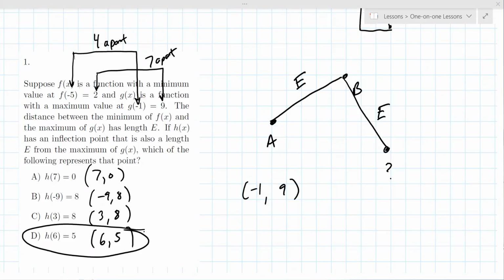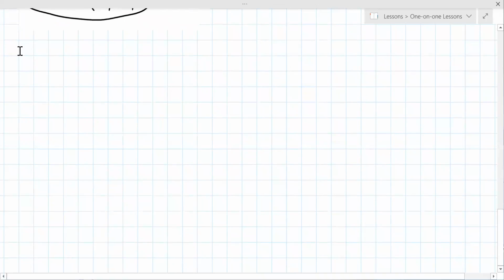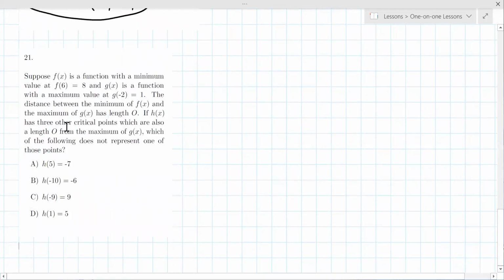So here's the other fork, and I'm going to work through this one with you so you can see the emphasis here. It's the same set of prompt, but it says, which of the following does not represent one of those points? So whenever you see a "not," that means that there are 3 true and 1 false, and you're looking for the one that's false.